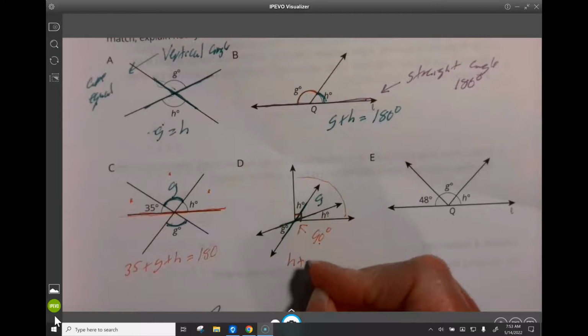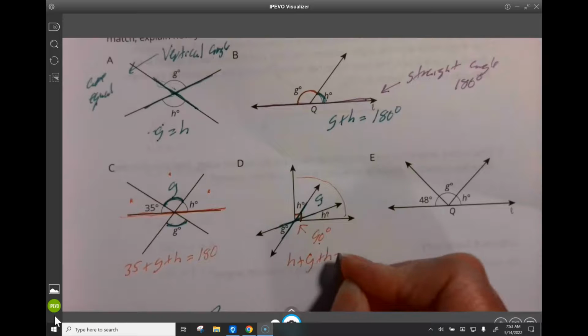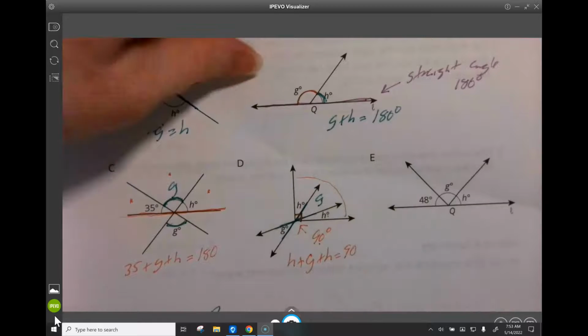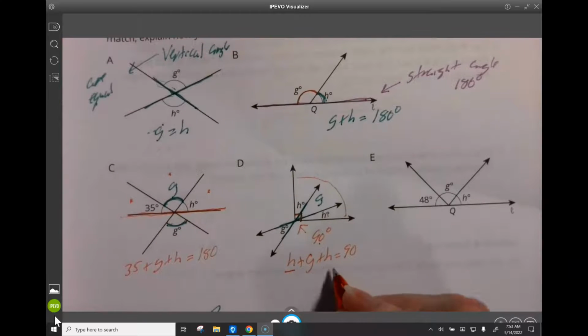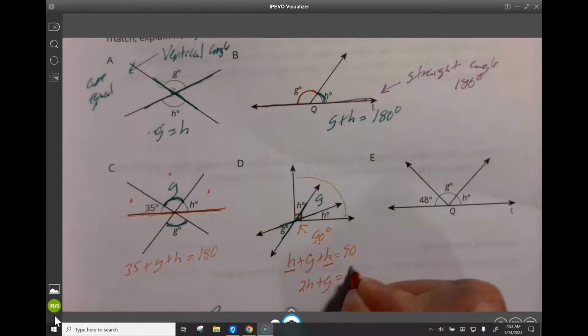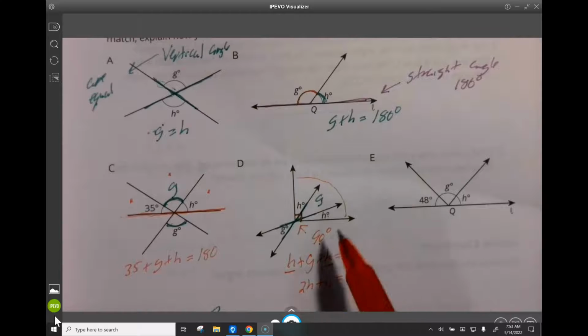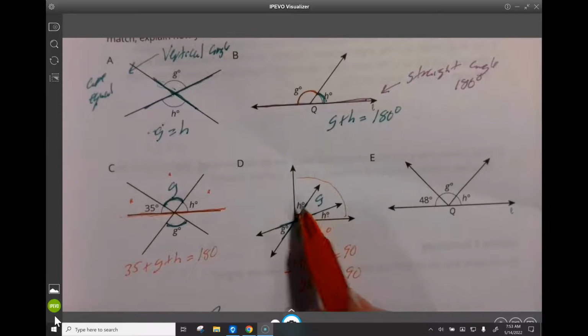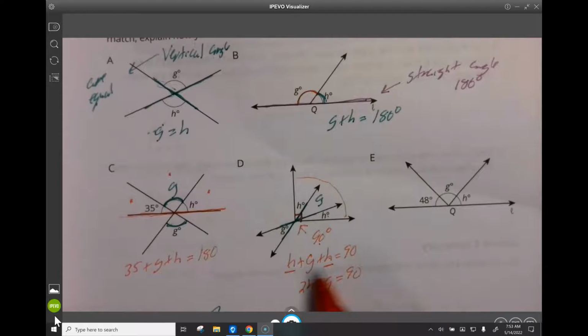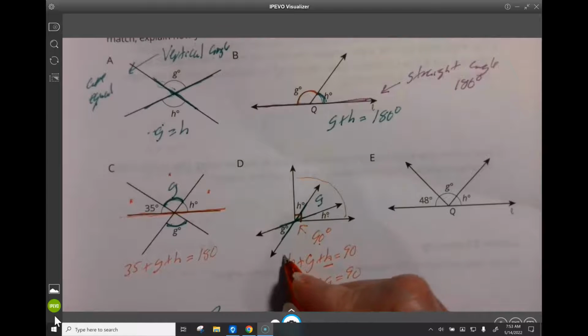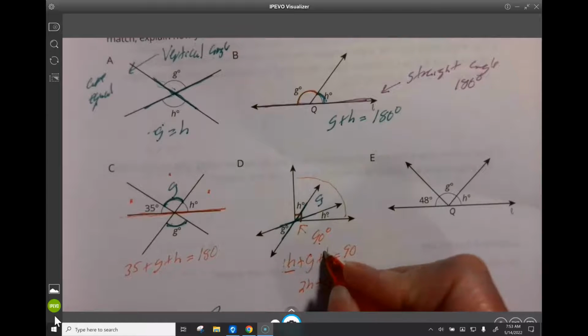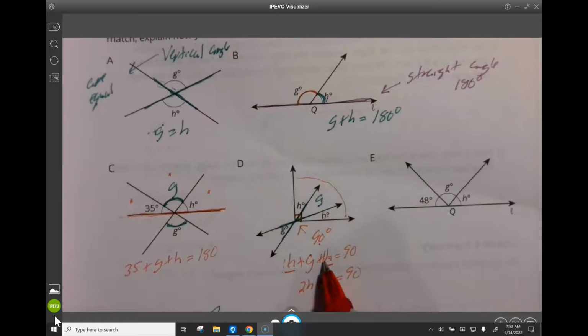So H plus G plus H equals 90. But look at this. These are like terms. 1H plus 1H gives me 2H. Okay, did you see what I did there? I wrote this out, but then I looked at it and said, hey, wait, these are like terms. They have the same variable, so I can add them together. And remember, this has a 1 in front of it, and this has a 1 in front of it. So 1H plus 1H is 2H.